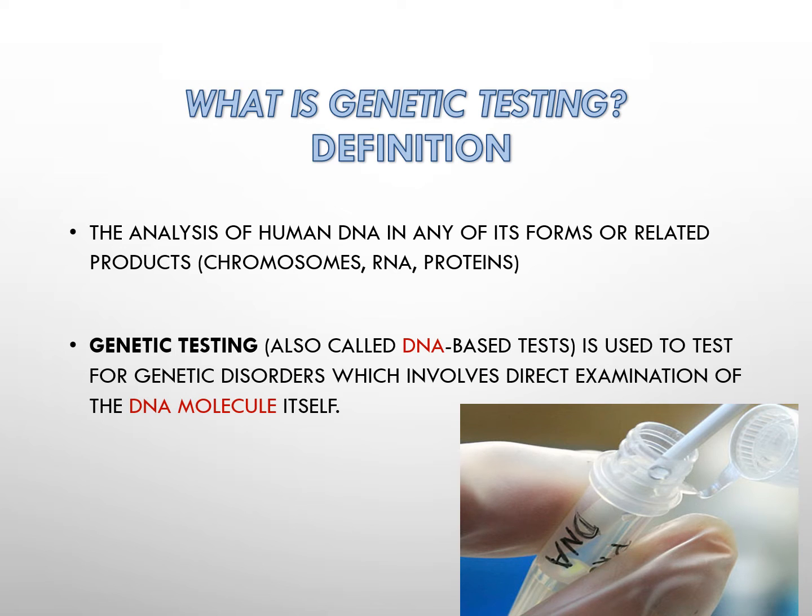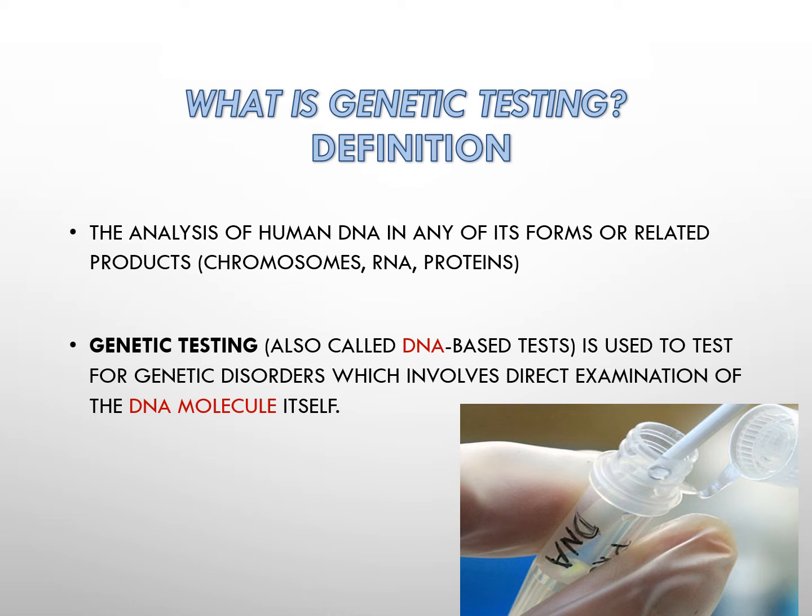So, what is genetic testing? It is the analysis of human DNA in any of its forms or related products. It can be chromosomes or RNAs or proteins. Any of these products can be analyzed in order to identify the problems, or we can use that for genetic testing.